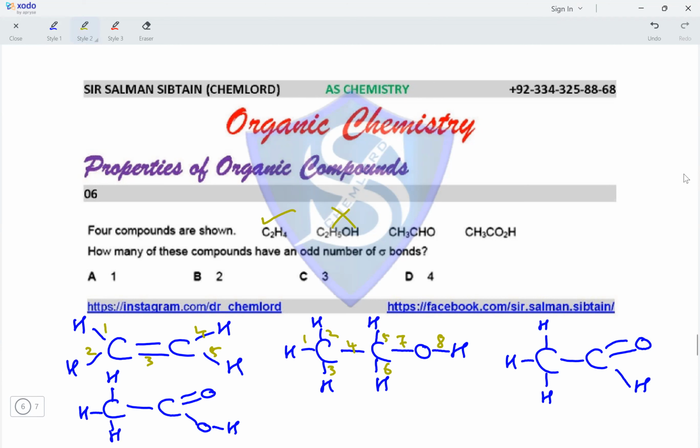In CH3CHO, we have 1, 2, 3, 4, 5, and 6. This also has an even number of sigma bonds present. And in CH3COOH, 1, 2, 3, 4, 5, 6, and 7. So this has an odd number of sigma bonds present. So in total, we've got two molecules having an odd number of sigma bonds present, making option B the correct option for this question.